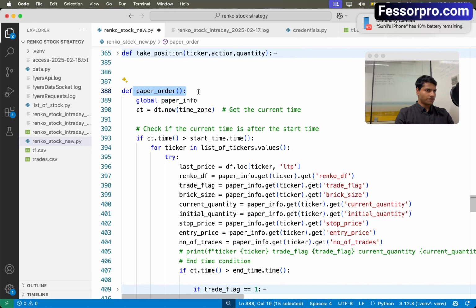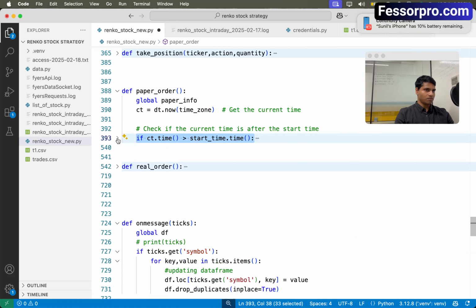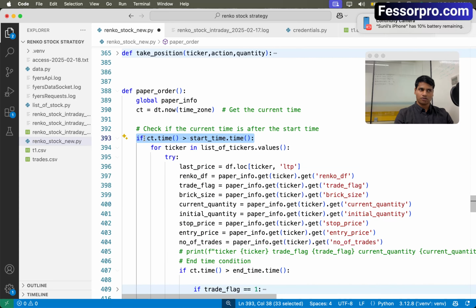So in the paper order function, I have created this global variable called paper info. I'm getting the current time, whatever the current time is. If my current time is greater than the start time, only then I will do something. Otherwise, I'll not do anything. So this is the first check I'm going to do. Once the current time is greater than the start time, then we will go through the list of all the tickers, right? We have 10 tickers, so we have to loop through all of them.